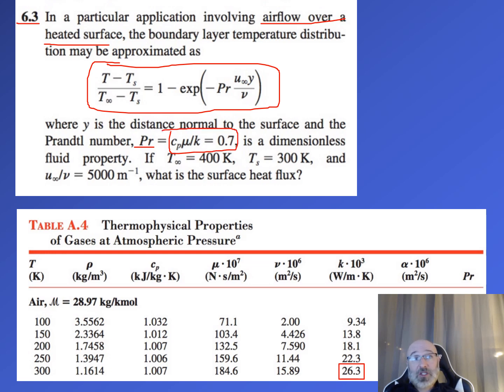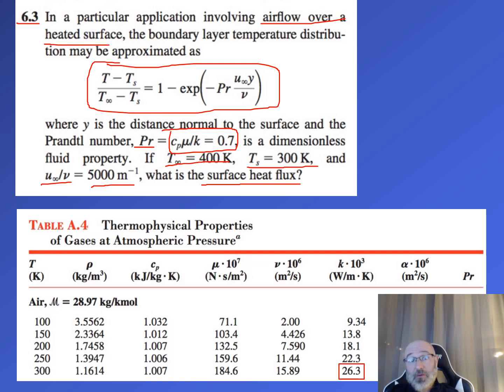Now this is a dimensionless fluid property. They also tell us that our T sub infinity is equal to 400 K and our surface temperature T sub s is equal to 300 K, and we have our ratio here as 5,000 meters to the negative 1. What they want us to find is our surface heat flux.